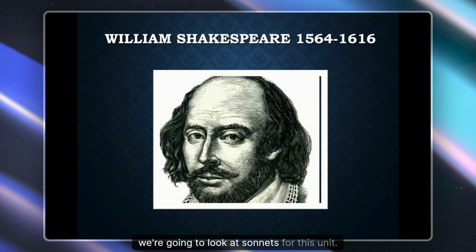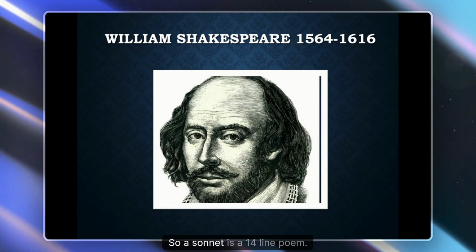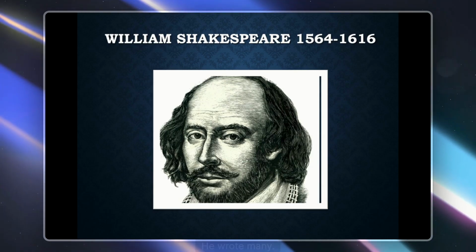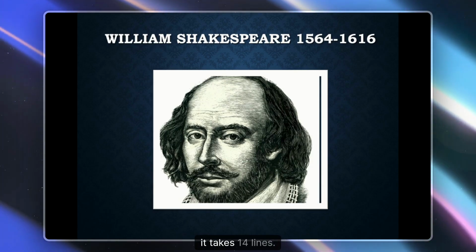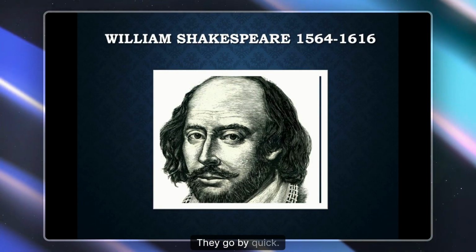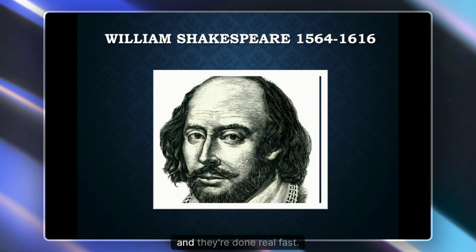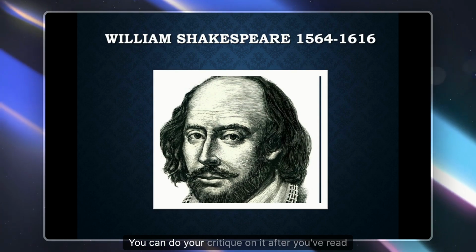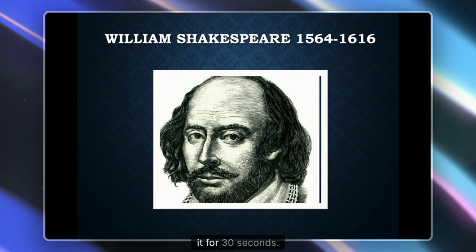We're going to look at sonnets for this unit. So a sonnet is a 14-line poem. He wrote many. It takes 14 lines. A book of sonnets is like a great bathroom reader. They go by quick. They're punchy, they're snappy, and they're done real fast. You can do your critique on it after you've read it for 30 seconds.